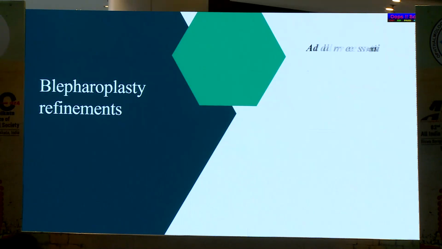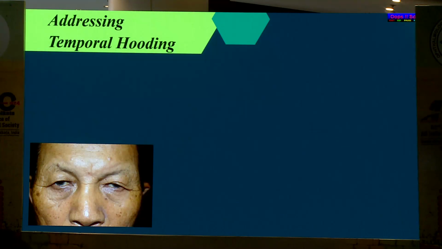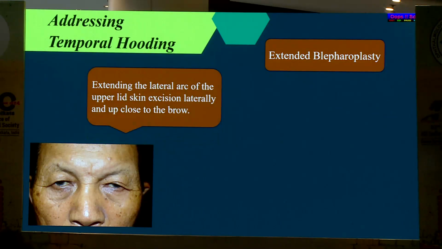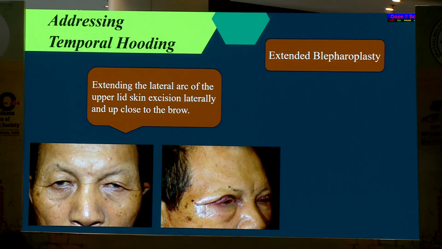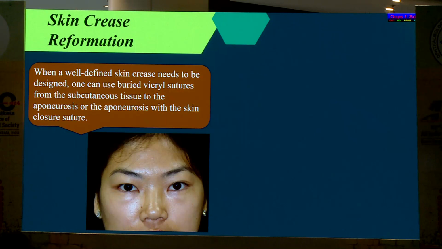So yeah, basically addressing the temporal hooding, skin crease formation, filling the A-frame central eyelid deformity and internal brow lifts are important. So for temporal hooding you can go ahead with, as ma'am has mentioned, extended blepharoplasty, where only for the functional ones you have to go beyond the lateral canthus and not for the cosmetic ones. And for the skin crease formation, a well-defined skin crease needs to be designed, one with buried vital sutures from the subcutaneous tissue to the aponeurosis, or from the aponeurosis to the skin closure.